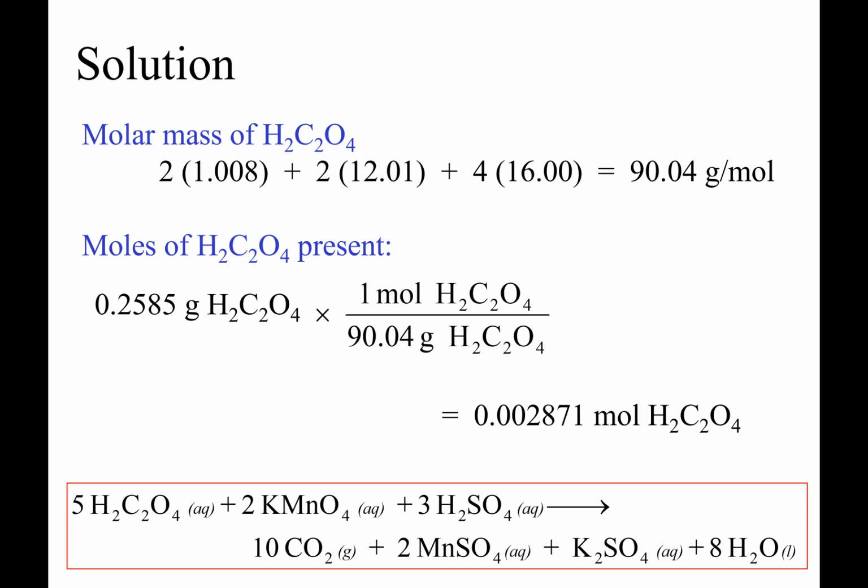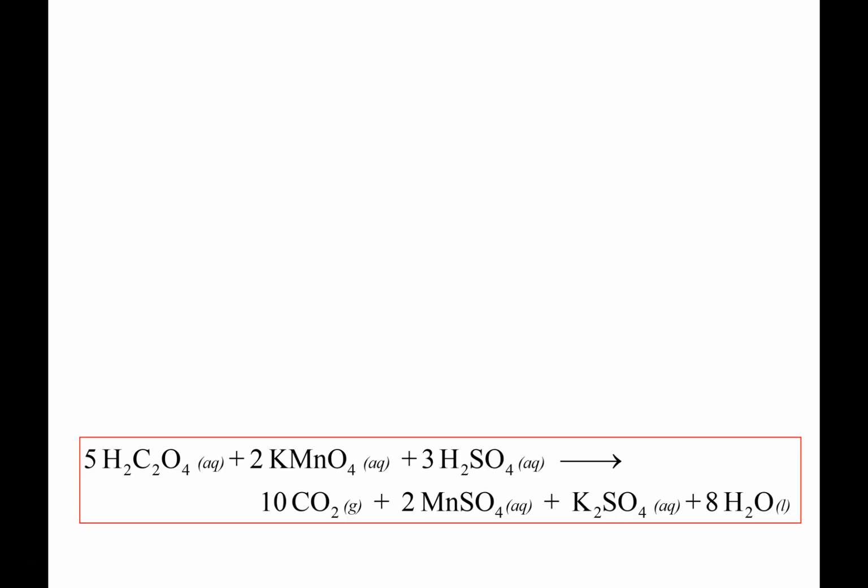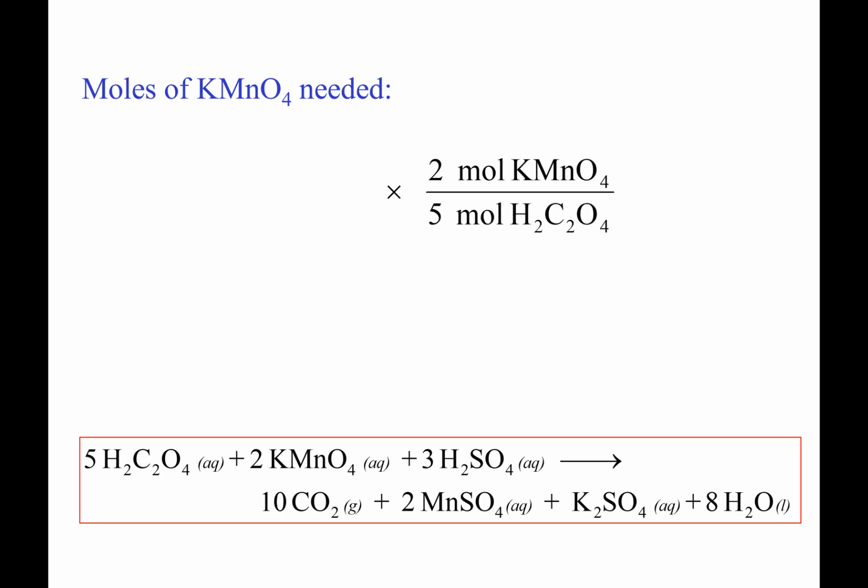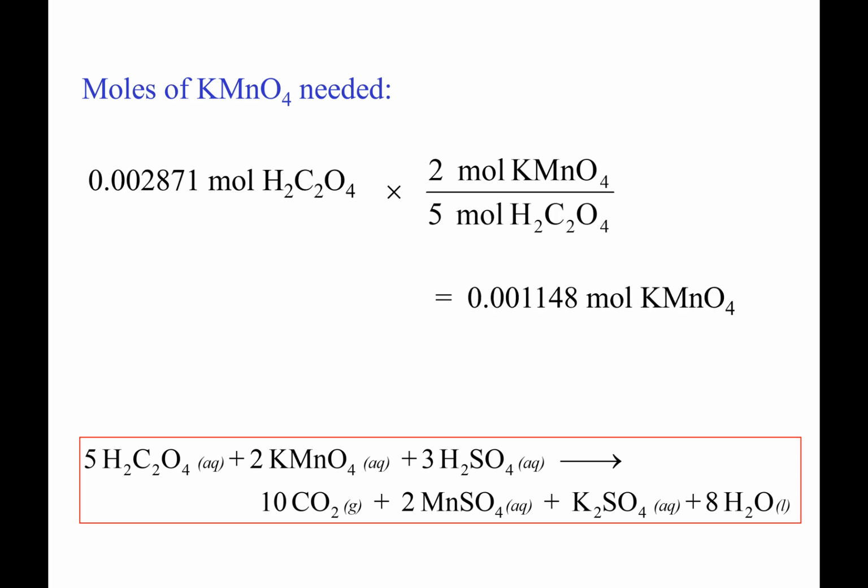So RJ, what's the next step? So we want to go to the moles of KMnO4 needed. Perfect. What's the stoichiometric ratio we're going to use? There are 2 moles of KMnO4 for every 5 moles of H2C2O4. Yep. So since we want moles of H2C2O4 to cancel, that's going to go in the bottom. In the top, we're going to have our 2 moles of KMnO4. Great. Rounded to 4 sig figs, you're looking at 0.001148 moles of KMnO4. So now we know the moles of KMnO4 and the volume was given.